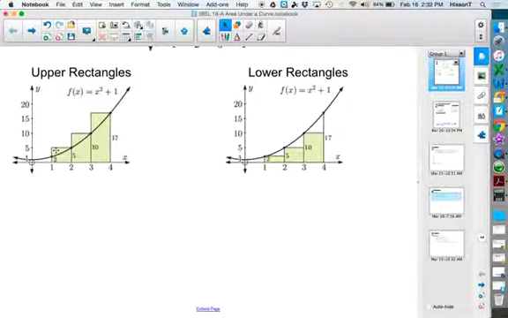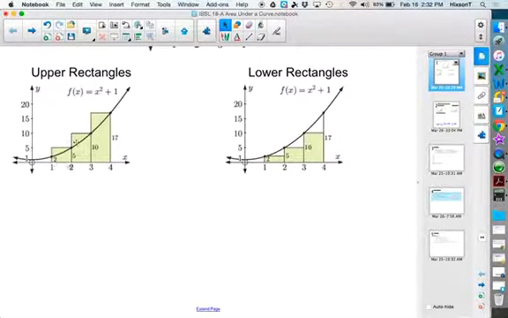Well, that's one kind of strategy people can use to approximate here. If we do lower, we're actually missing out on part of it. So what could we do with the upper and lower to try to get a better approximation? Average them, yeah. We could find the average, and that would give us a little better approximation of the area.